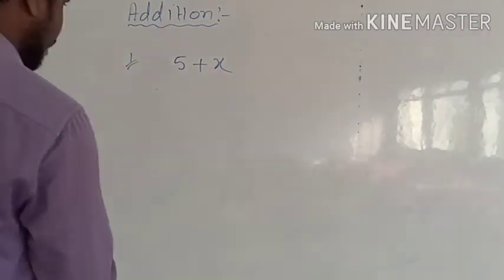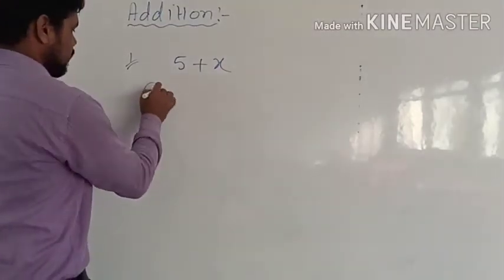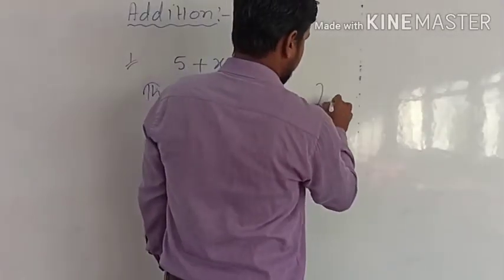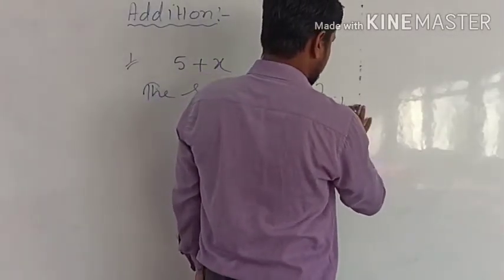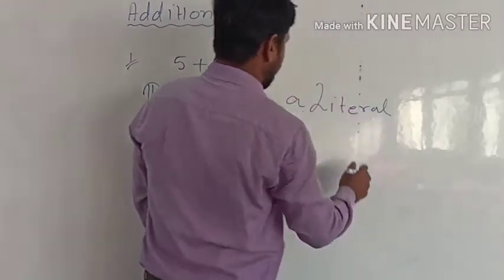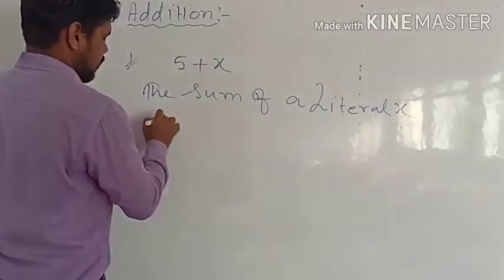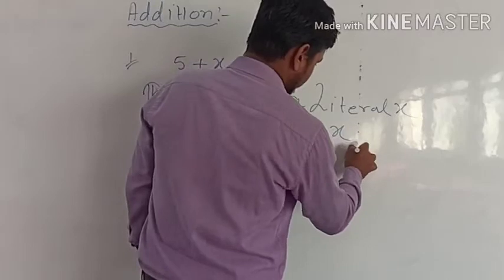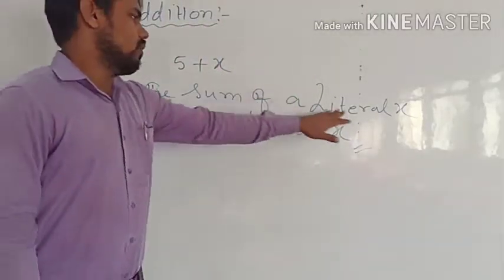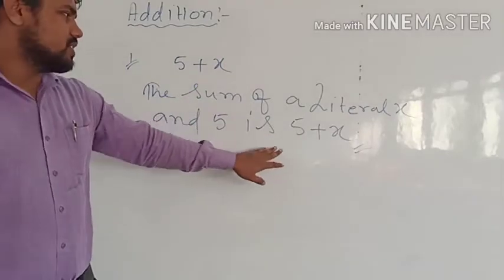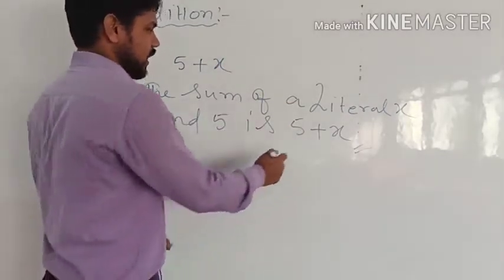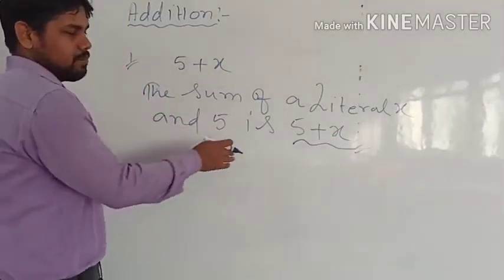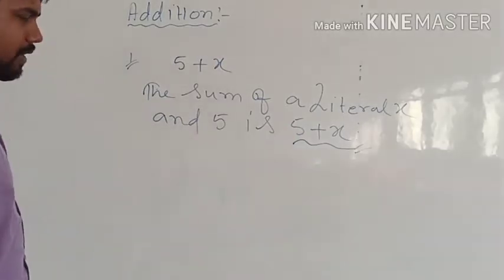So here we can say the sum of a literal x and 5 is 5 plus x. If we take one letter x and 5 is there, the sum will be 5 plus x. Instead of 5, if it is 7, then it will be 7 plus x. Instead of 7, if it is 9, 9 plus x, 10 plus x. Whatever the number, that number plus x.